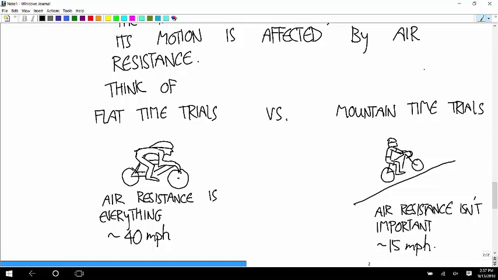And the difference between 40 miles an hour and 15 miles an hour is enough of a difference to make this the best way to ride fast if you're going 15 miles an hour, and to try to turn yourself into like a bullet or whatever to try to ride fast on the flat. Sort of cool.